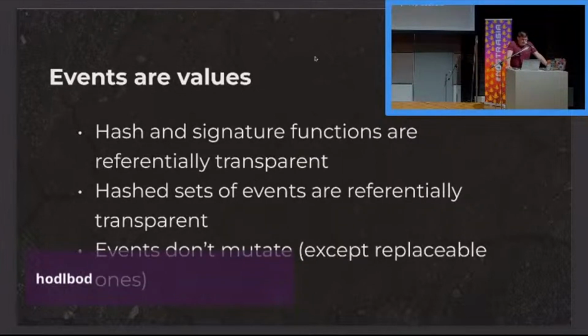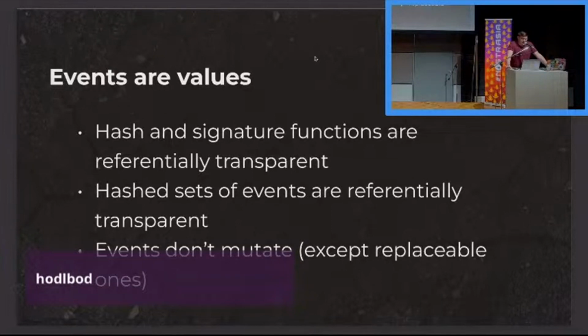Now we get to the meat of it. Events are values. Events are not names. They're not state. If you have an event ID or a signature or both, you always have the same value, and that is exciting. Hash and signature functions are referentially transparent. If you give them the same data, you get the same string out.